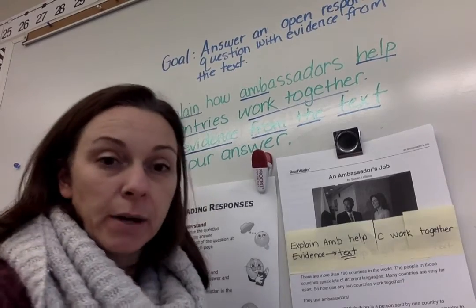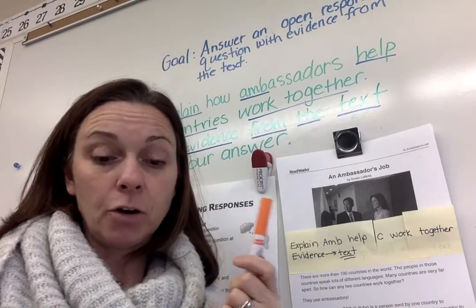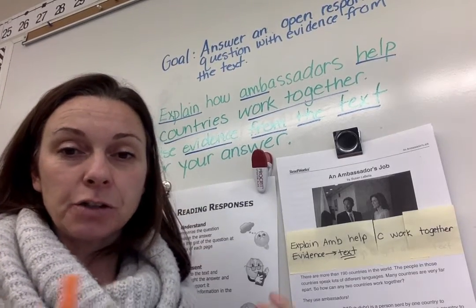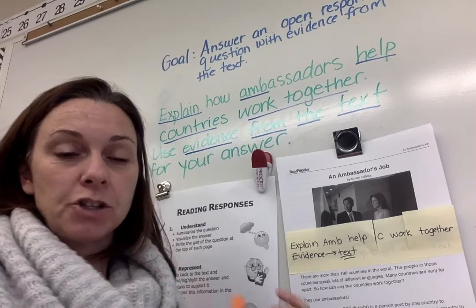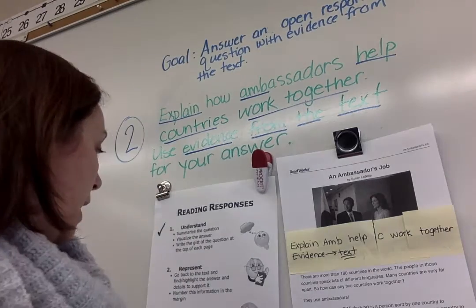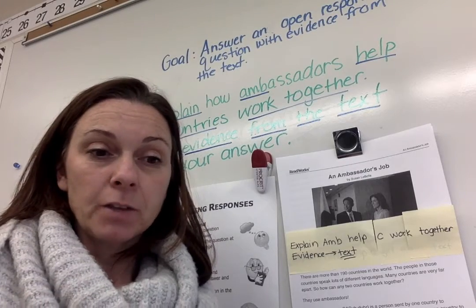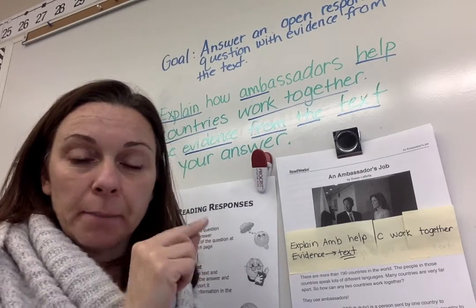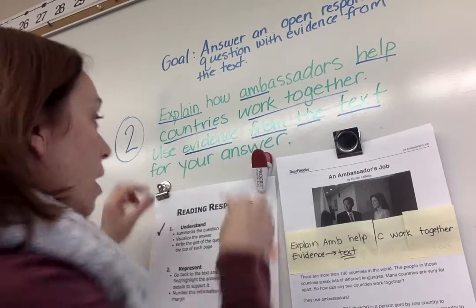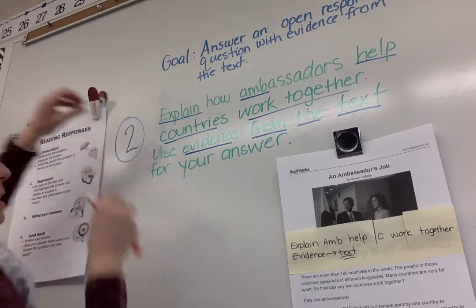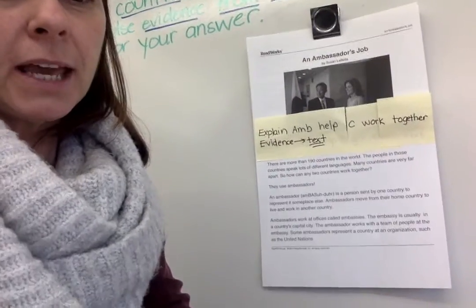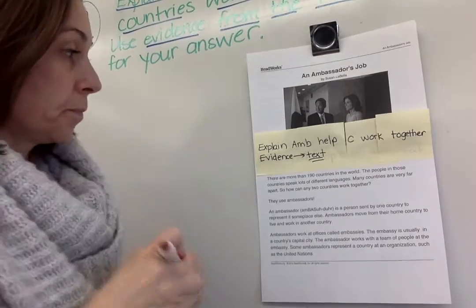Representing means that we're going to highlight, so you need a highlighter or a pencil to underline. We're going to go through the text and highlight anything that answers the question, anything that answers the gist. And we're going to number that on the side. So if we find something, we're going to put a little number next to it. All right, so let's go through and start reading and representing.